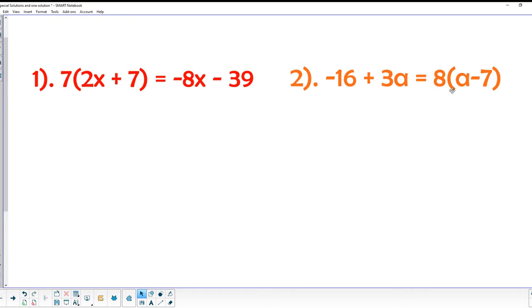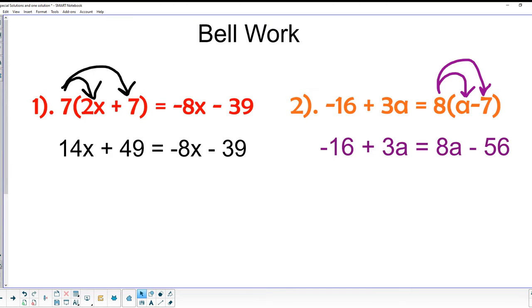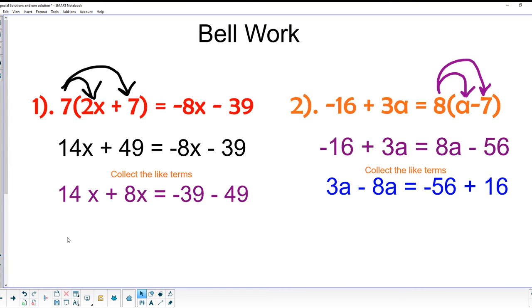As I notice, I've got a set of parentheses somewhere in each of these equations. So my first step is going to be to get rid of the parentheses by using the distributive property. And once I do that, my second equation in each case looks like these. The next step beyond that is going to be rearranging the equations so that I have all of the variable terms on one side and all the constants on the other.